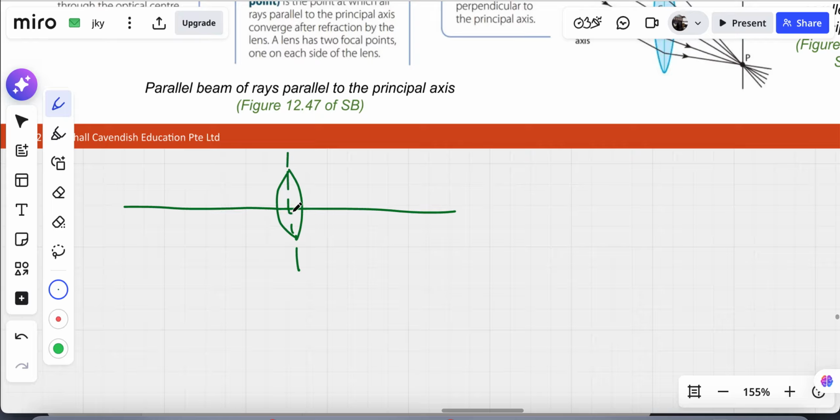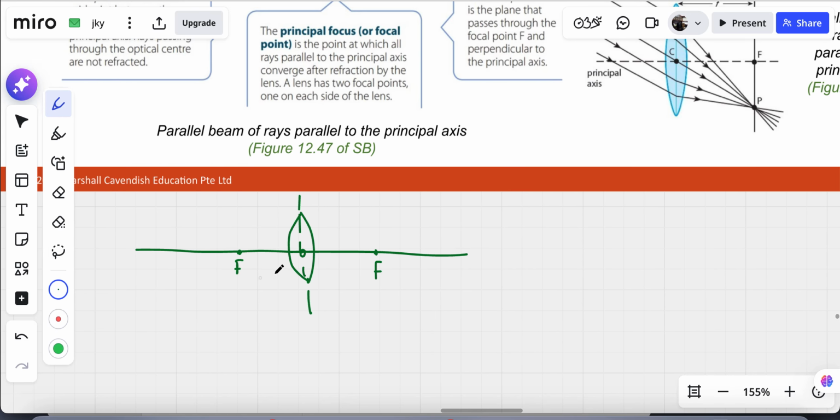This is the center of the lens. You choose two points and call them the focal points. Choose these two points at the same distance from the center of the lens, the same distance away. You call these two points the focal points.